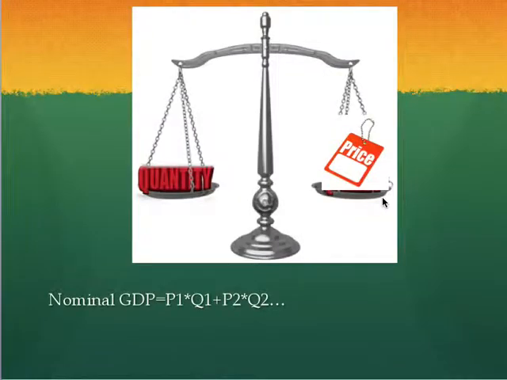The next formula is nominal GDP. Nominal GDP is GDP evaluated at current market price. The formula used is nominal GDP equals P1 times Q1 plus P2 times Q2 and so on.